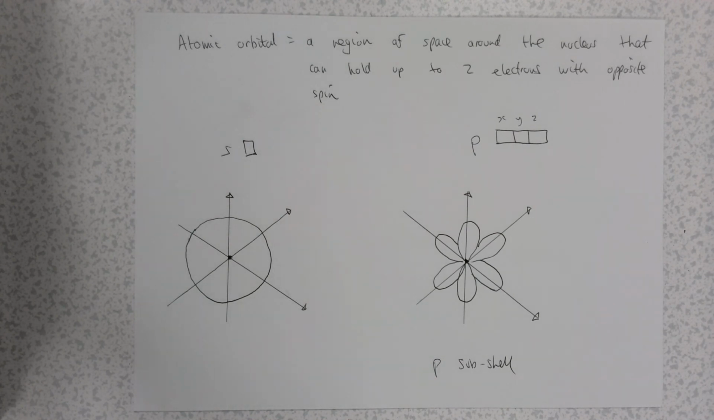Okay? So an orbital really is just a region of space where electrons can live, but a maximum of 2 electrons per orbital, and those electrons need opposite spins.